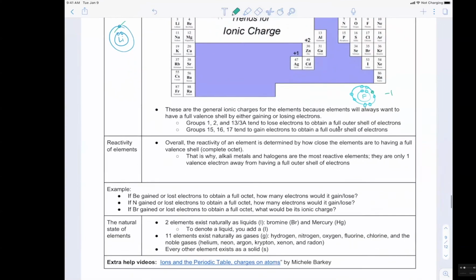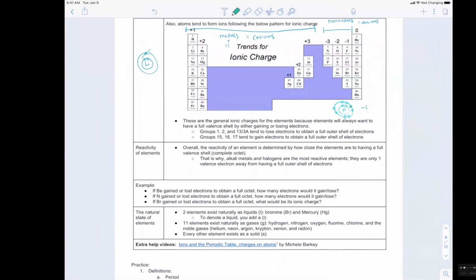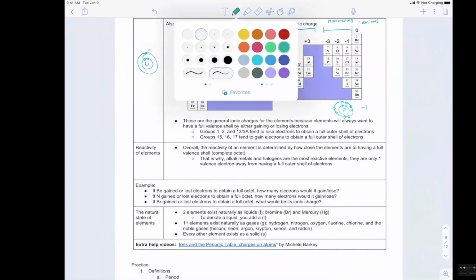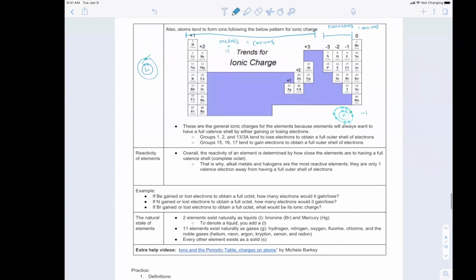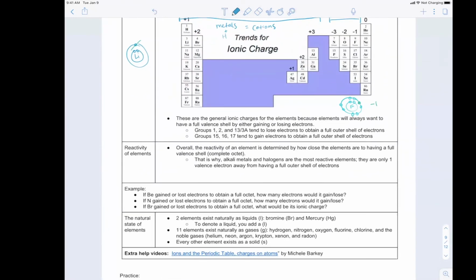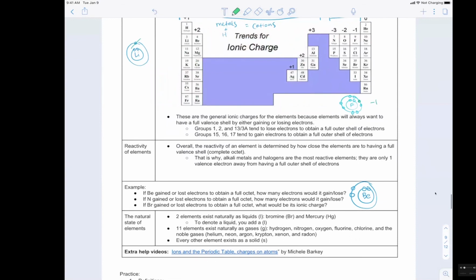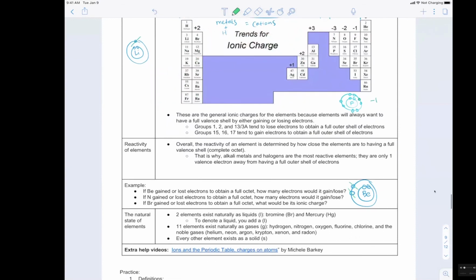Okay, so let's go over these examples. It says if beryllium gained or lost electrons, how many electrons would it gain or lose? So again, there's two ways to kind of do this. One way is to draw the Bohr model. If I draw the Bohr model, you can see it seems easier for beryllium to just lose these 2 electrons than to gain 6. So if it loses 2 electrons, then it would obtain a full octet. Okay, so again, all your elements will always want to gain a full octet.